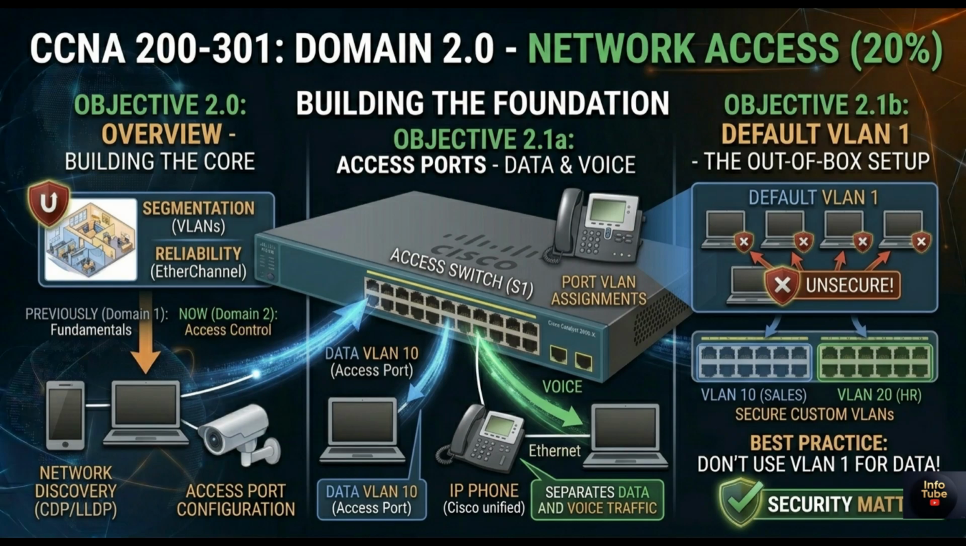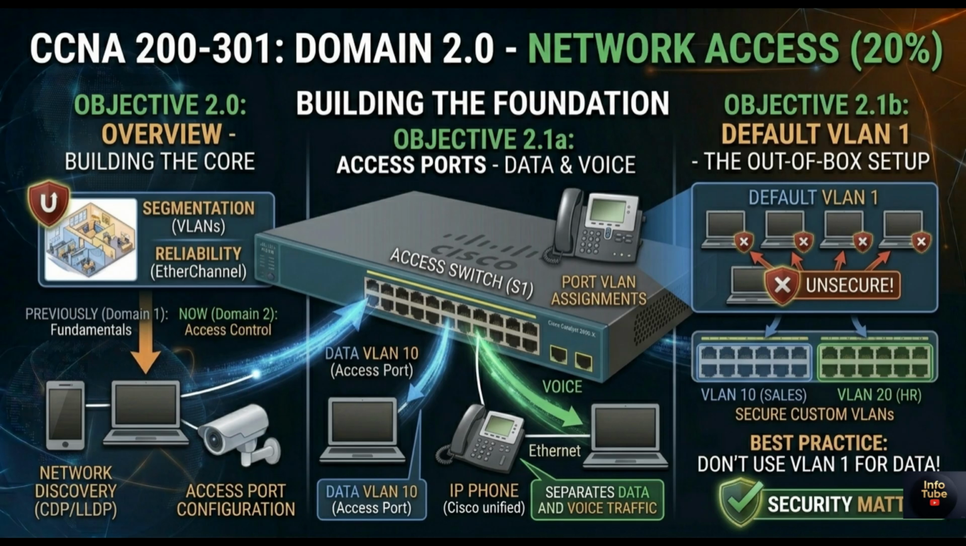Welcome to the next major chapter of our CCNA journey, network access. This domain makes up 20% of your exam and is where we move from theory into the actual configuration of a business network. Objective 2.1. Configuring and verifying VLANs. Think of a VLAN, or virtual local area network, as a way to take one physical switch and slice it into multiple smaller virtual switches. This keeps your network organized and secure.